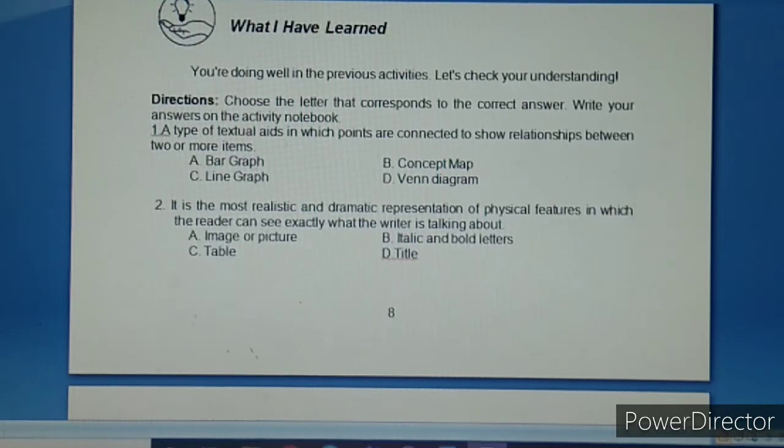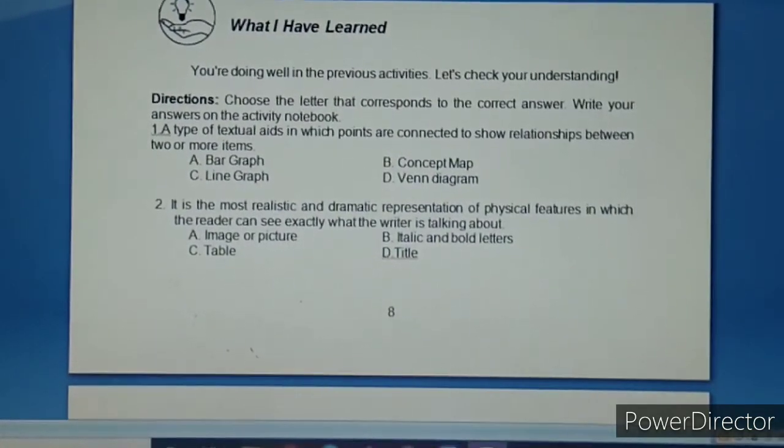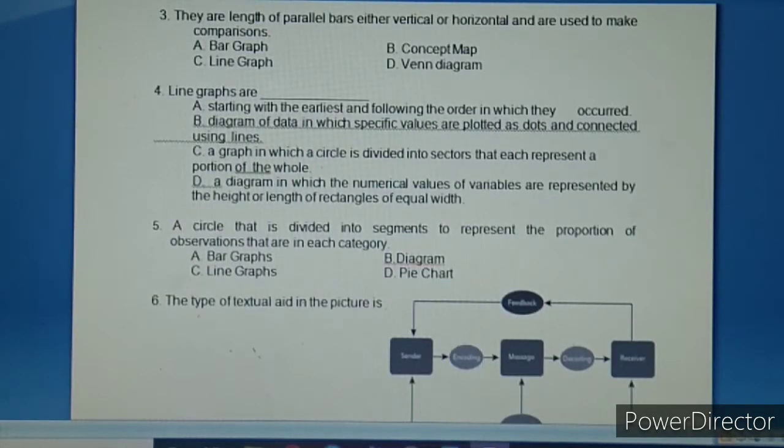Now let's continue with number 2. It is the most realistic and dramatic representation of physical features in which the reader can see exactly what the writer is talking about. The correct answer for number 2 is letter A, image or picture. Let's continue. Number 3. They are length of parallel bars, either vertical or horizontal, and are used to make comparisons. The correct answer is letter A, bar graph.